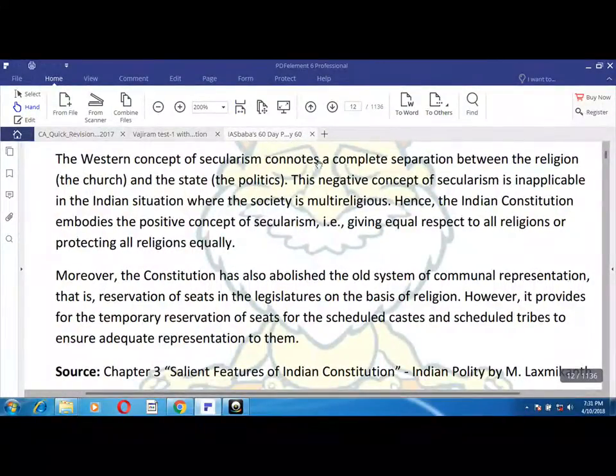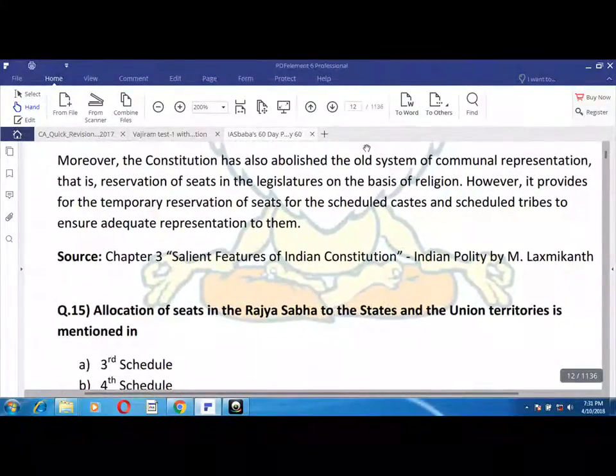The Western concept of secularism connotes a complete separation between religion and the state. This negative concept of secularism is inapplicable in the Indian situation, where the society is multi-religious. Hence, the Indian Constitution embodies the positive concept of secularism, that is, giving equal respect to all religions or protecting all religions equally. Moreover, the Constitution has also abolished the old system of communal representation, that is, reservation of seats in the legislature on the basis of religion. However, it provides for a temporary reservation of seats for the Scheduled Castes and Scheduled Tribes to ensure adequate representation to them.